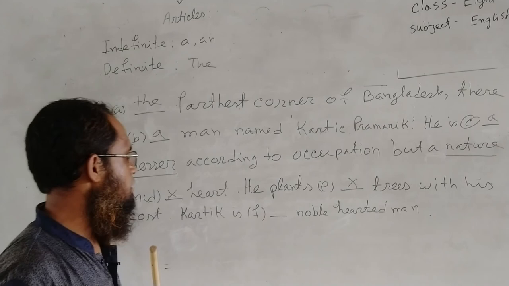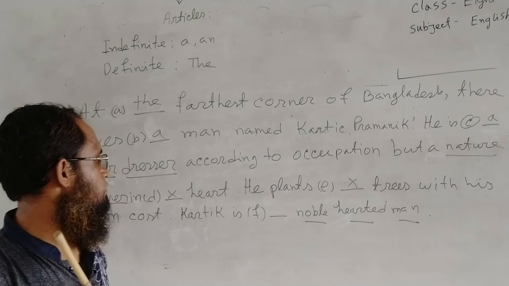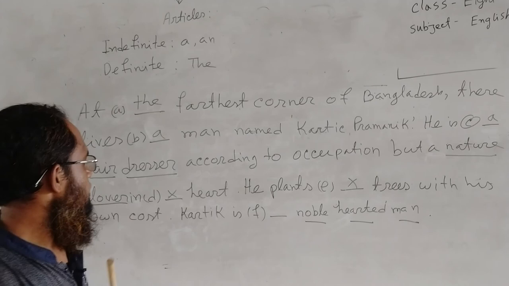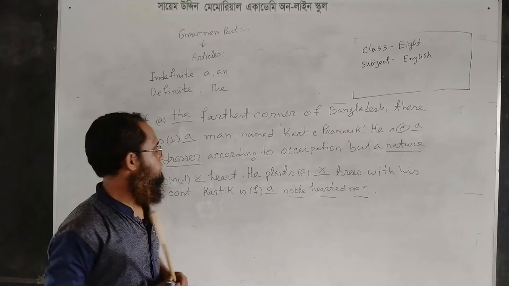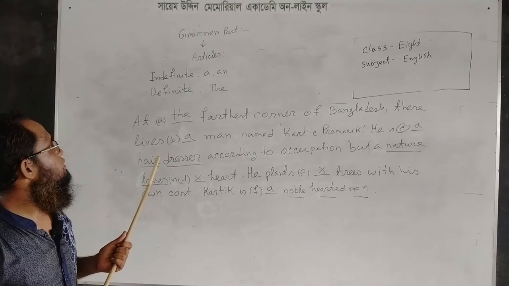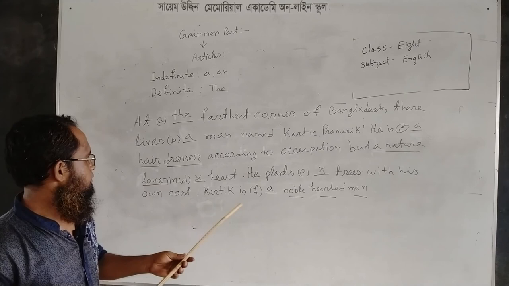Kartik is dash noble-hearted man. Here, noble-hearted man, three different words combinedly have made a noun phrase, and it is a common one and singular one, so it will also take the indefinite article A. Dear students, here we have learned about articles, their origin, some rules to use articles, and we have practiced with some sentences having 6 blanks.